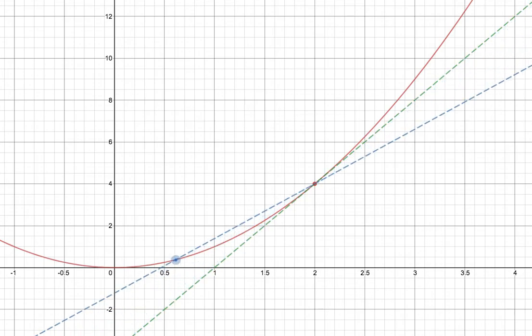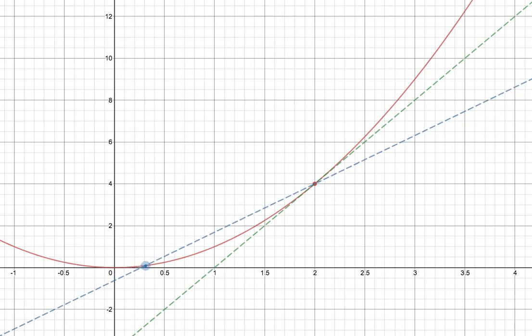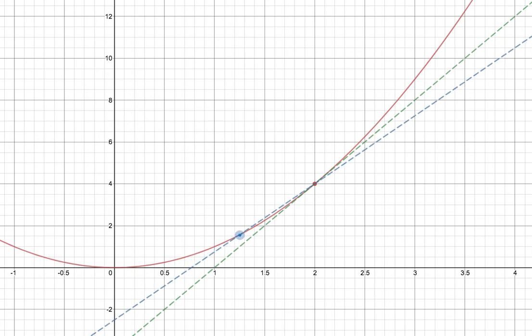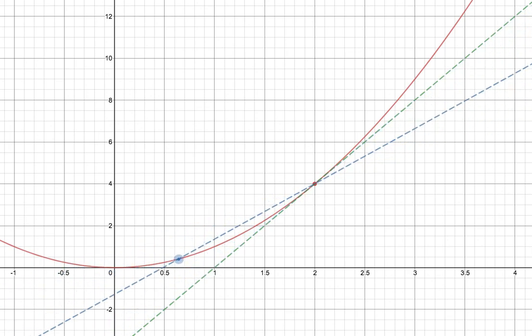I'll now put this back to (0, 0). So just to recap, we had a secant line that went between 2 points. We had a tangent line that goes through 1 point. And as you move the 2 points closer together, we have that the secant line starts approaching the tangent line.